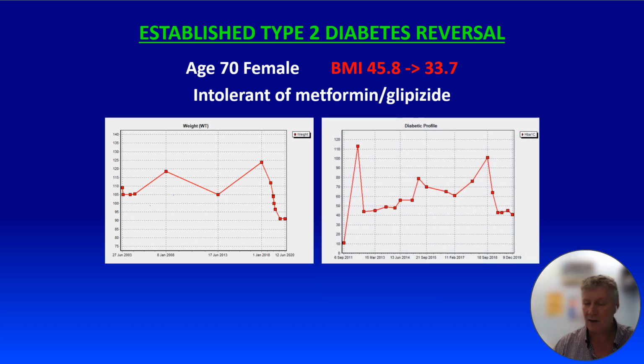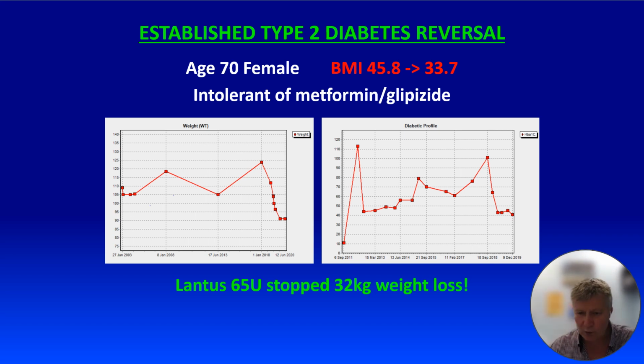And you can see her diabetes profile, her HbA1c from 18th September 2018, going from a level of 100 down to 40. This was at the same time involving reducing her insulin. She dropped and stopped 65 units of insulin and had a total of 32 kilograms weight loss. Very pleased with that indeed.